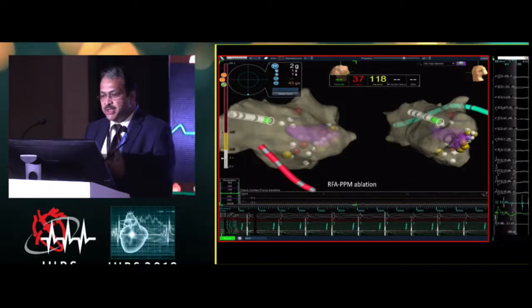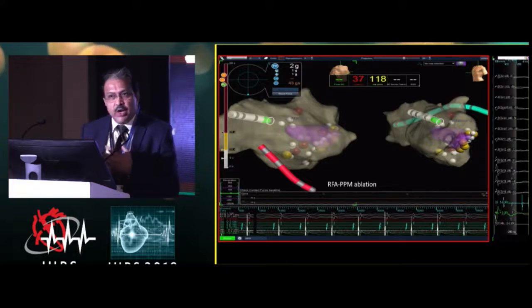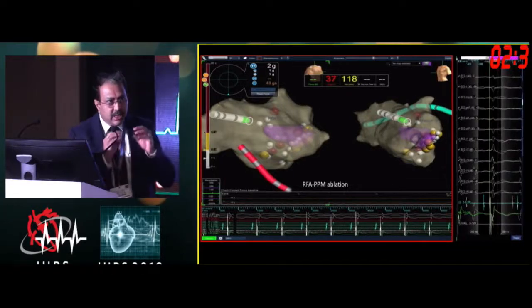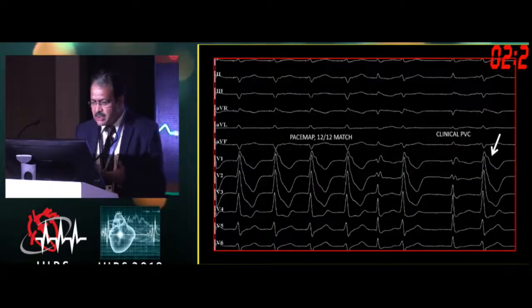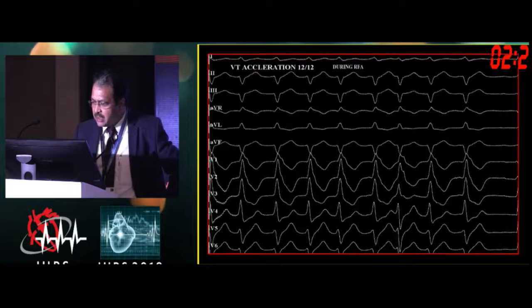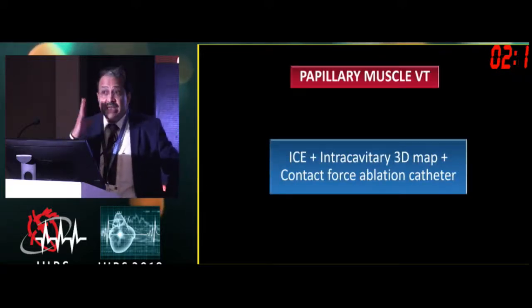Looking at this particular screen, see how comfortable you are. And you are not stepping onto the fluoroscopy, which is also very important. So this endocavitary depiction of the structure, and looking at the real-time catheter contact, helps. As expected, this was a very quick case, and it was successful. Papillary muscle, we use ICE whenever that is suspected.